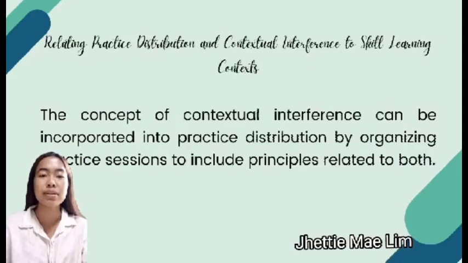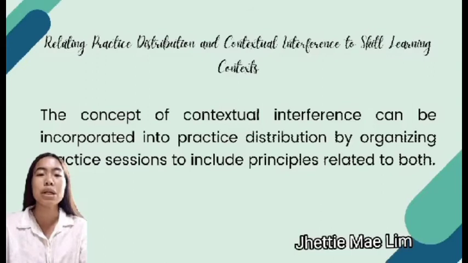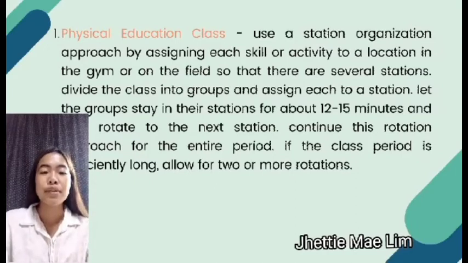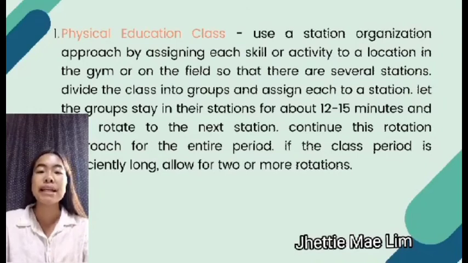Relating practice distribution and contextual interference to skill learning contexts. The concept of contextual interference can be incorporated into practice distribution by organizing practice sessions to include principles related to both. The following are some examples that relate to three different skill learning contexts. First is the physical education class. If several drills or other kinds of activity are planned for the day's lesson, use a station organization approach by assigning each skill or activity to a location in the gym or on the field so that there are several stations. Divide the class into groups and assign each to a station. Let the groups stay in their station for about 12 to 15 minutes and then rotate to the next station. Continue this rotation approach for the entire period, and if the class period is sufficiently long, allow for 2 or more rotations.